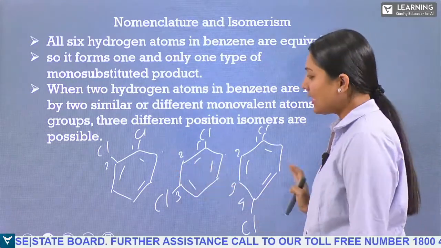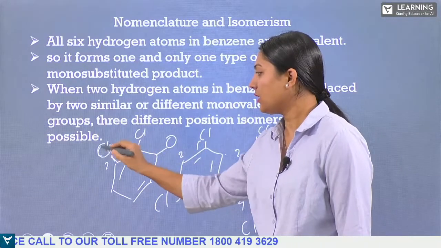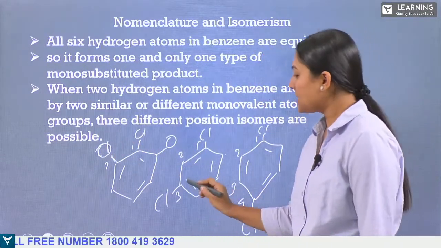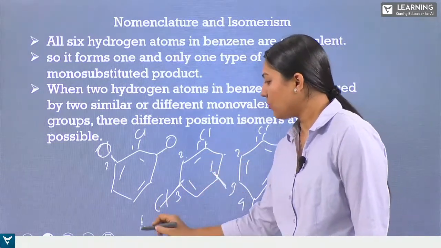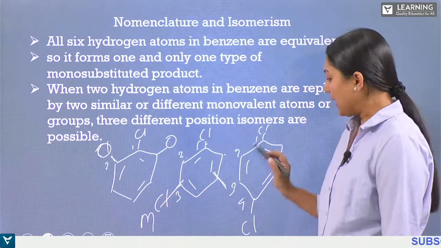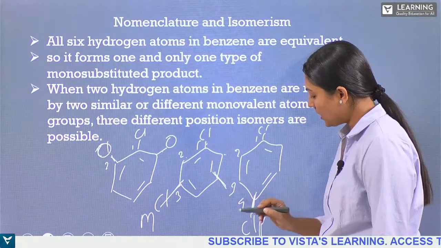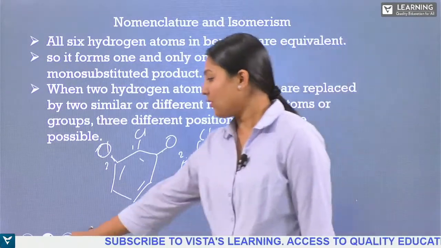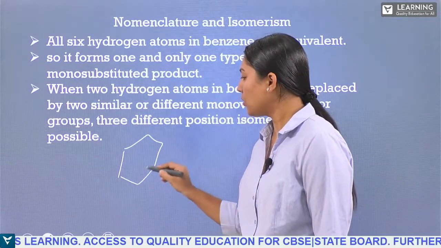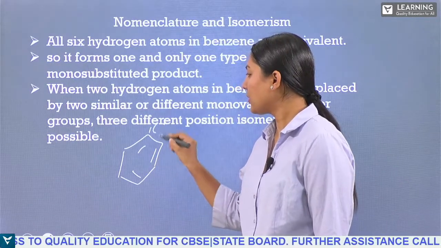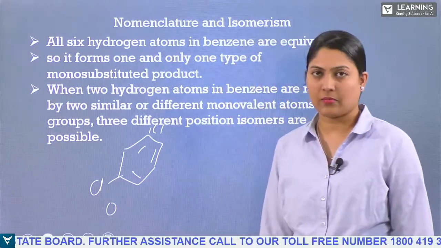Got it? In common, any substitutions either here or here we take as ortho. If any substitutions are at this point, 1, 2, 3, then we call it meta. If they are exactly opposite to this carbon atom, then this position will be called para. So generally, if I have chlorine here and one more here, we can call it orthochlorobenzene.